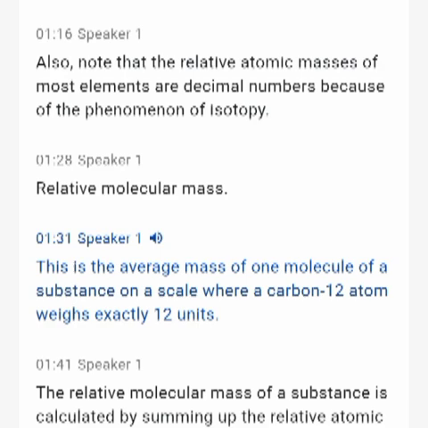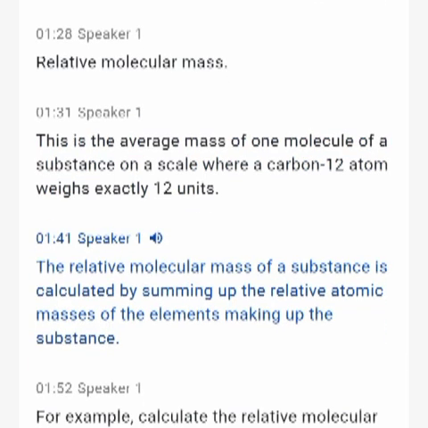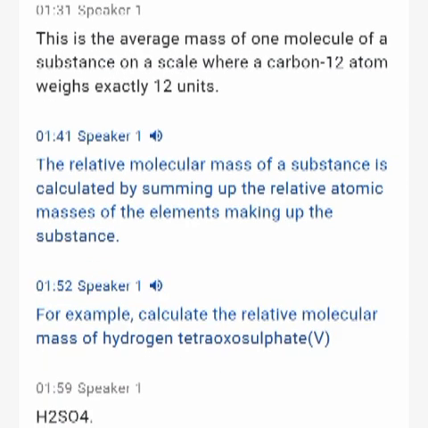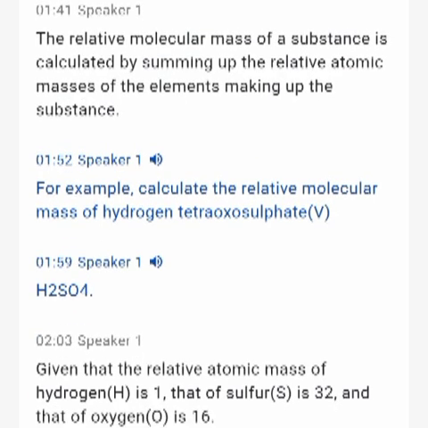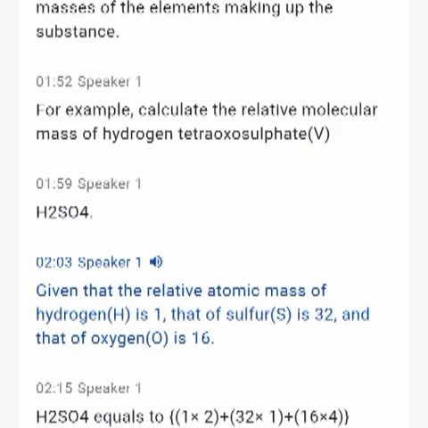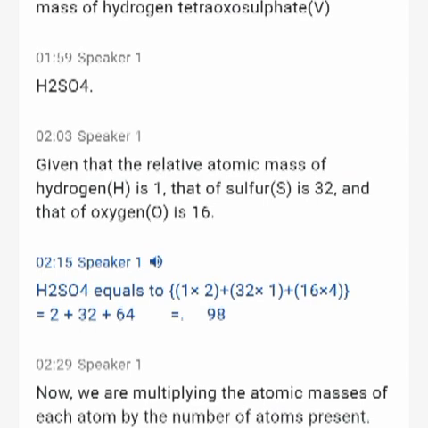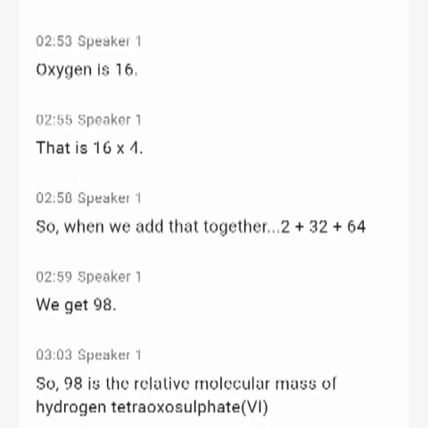All right, now, relative molecular mass. This is the average mass of one molecule of a substance on a scale where a carbon 12 atom weighs exactly 12 units. Let's take, for example, calculating the relative molecular mass of hydrogen tetraoxosulfate(VI), H2SO4, given that the relative atomic mass of hydrogen is 1, that of sulfur is 32, and that of oxygen is 16. Solution: H2SO4 equals 1 times 2 plus 32 times 1 plus 16 times 4, and that is equal to 98. So 98 is the relative molecular mass of hydrogen tetraoxosulfate(VI).